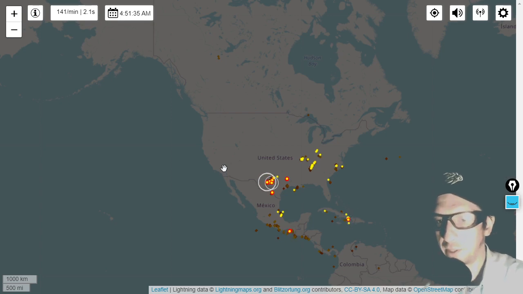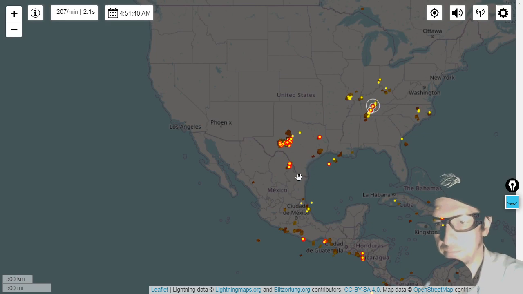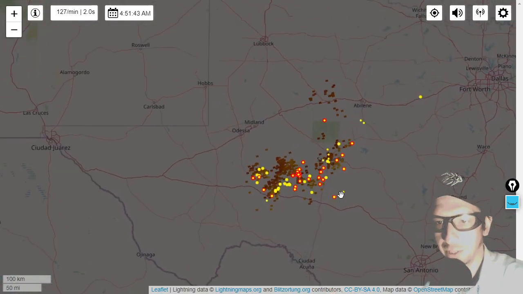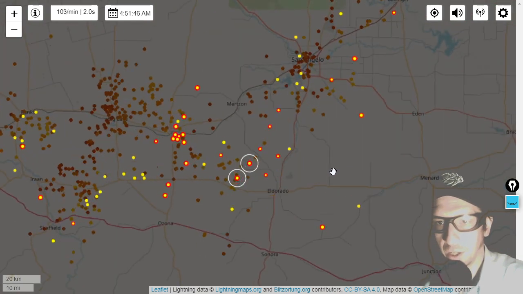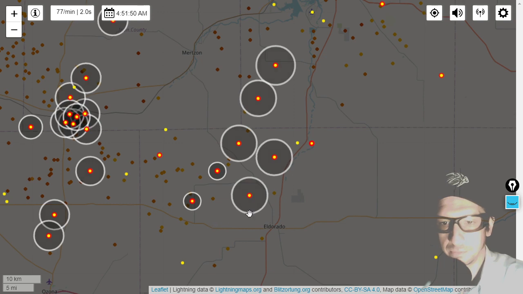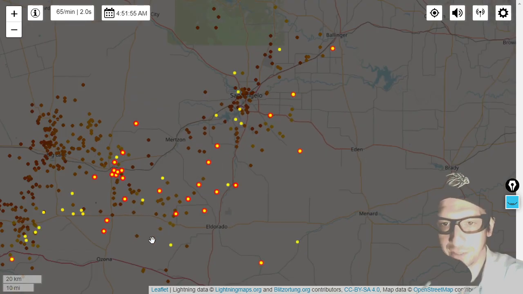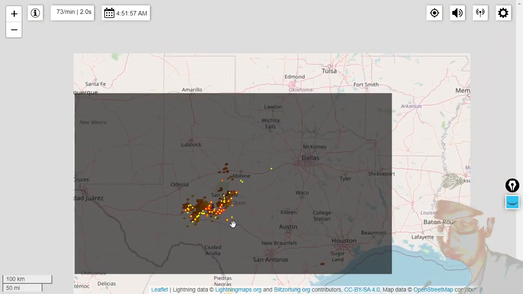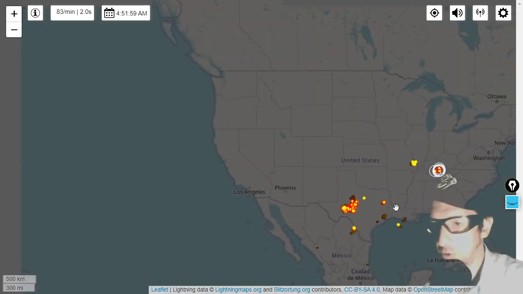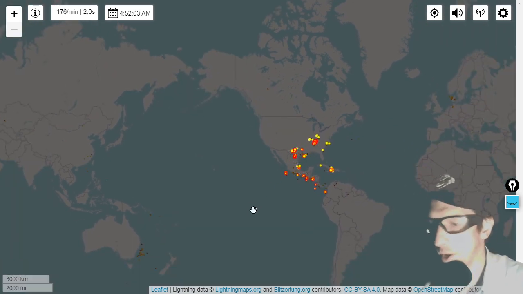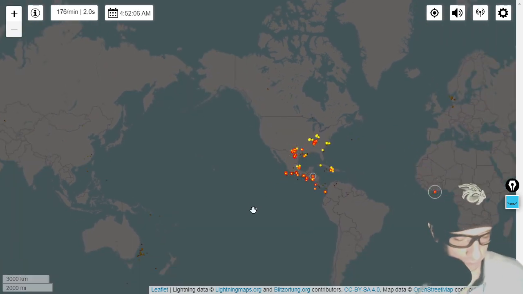So here's a real-time lightning map, rather. Not a real-time lightning map. We've got some significant lightning here around San Angelo, just north of El Dorado, Texas. We see quite an active thunderstorm there. And we'll zoom out to the global view here. That's lightningmaps.org, by the way. Next time you hear thunder, you may want to check it out.